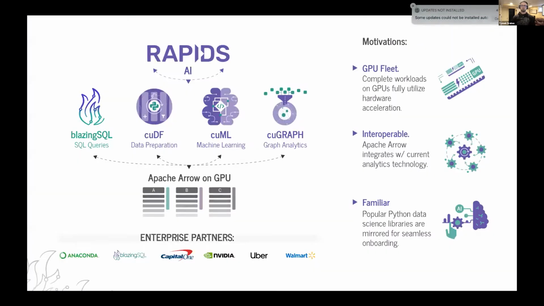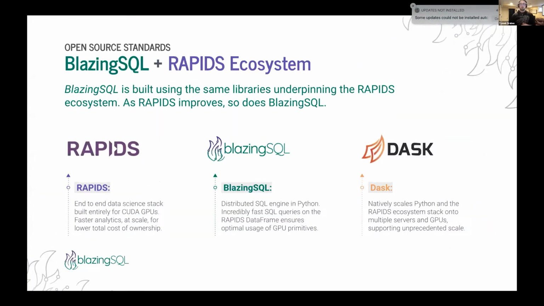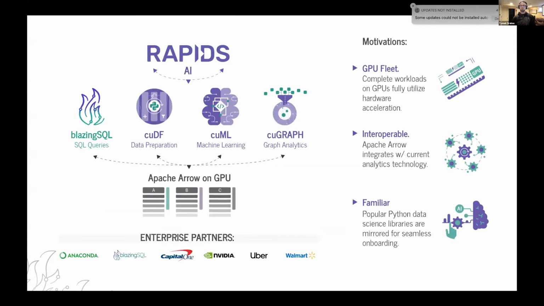There you go. So we are part of the RAPIDS ecosystem. Blazing SQL is using pretty much the same libraries that are written for the NVIDIA RAPIDS ecosystem. And we go hand in hand with RAPIDS and Dask. So whenever you run a query using Blazing SQL, you either get a return as a cuDF data frame or Dask cuDF data frame, depending on whether you run in a distributed mode or on a single GPU.